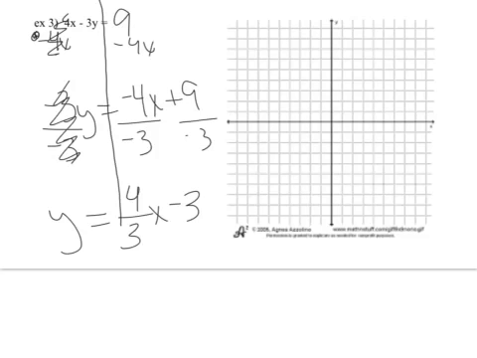Now for the second step, we have to name our slope and our y-intercept. So our slope is our m, which is the number that's in front of x once it's solved for y, which is 4/3. And our y-intercept is b, so the number we're adding to it, but notice this time we're subtracting 3. So our y-intercept is negative 3.